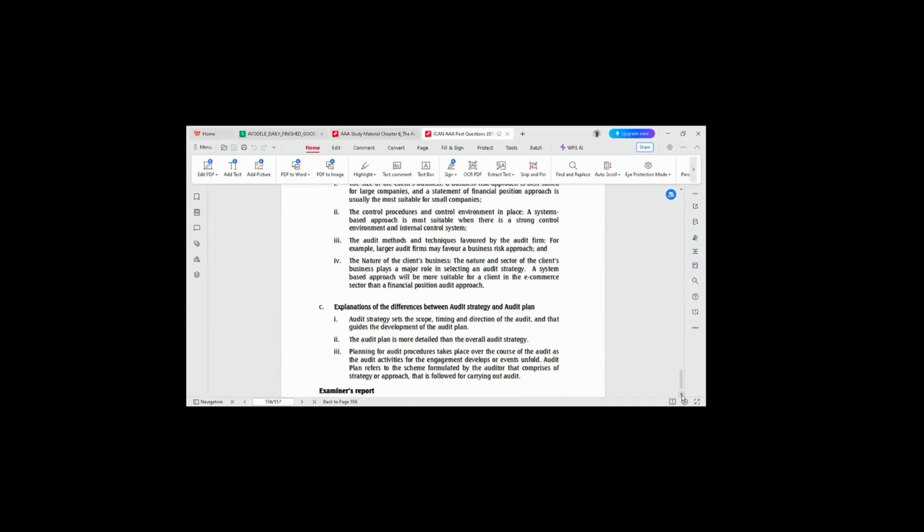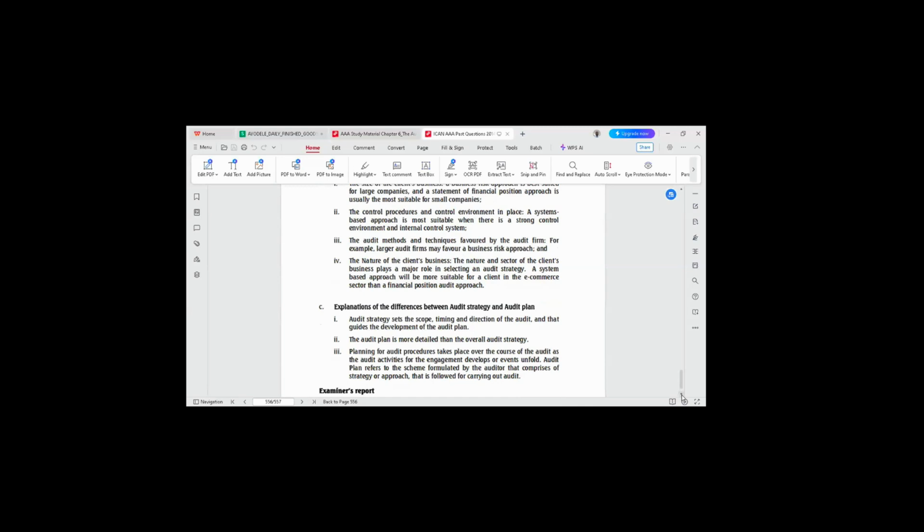Audit plan is more detailed than the overall audit strategy. Because, as I said, in the audit strategy you just talk about the planning decisions, but in the audit plan you're going to look at every area. For instance, what's the audit plan for expenses? What's the audit plan for revenue? What's the audit plan for assets? What's the audit plan for receivables? Each of those classes, areas of your financial system, you're going to develop an audit plan for them. That is why it is more detailed, okay?